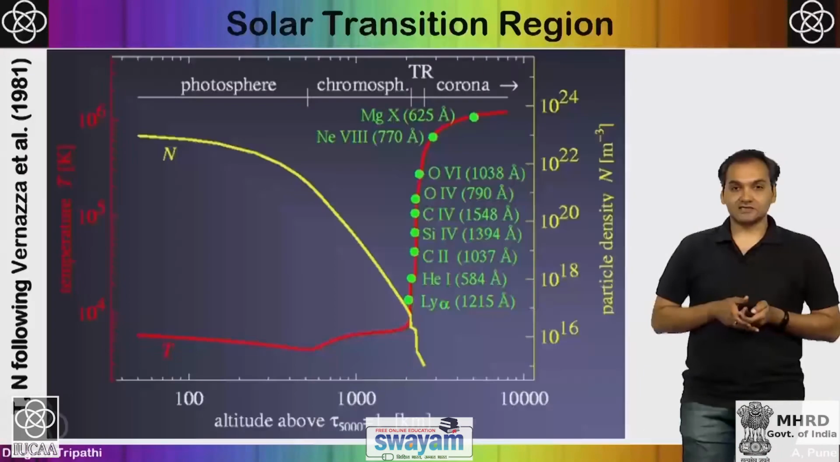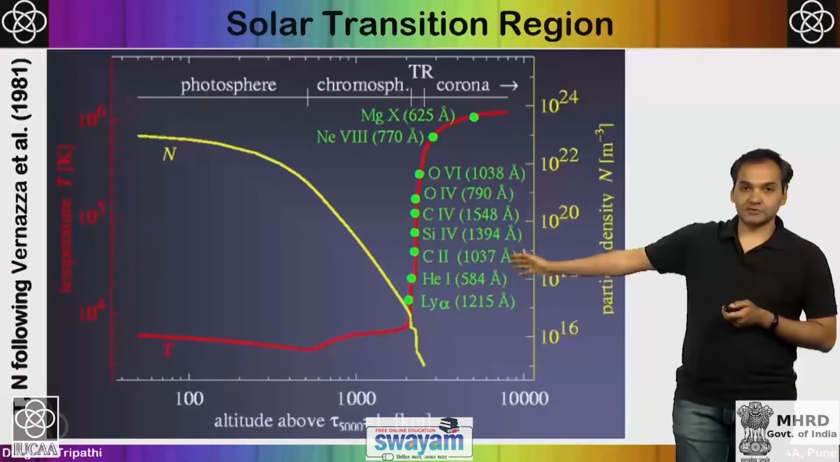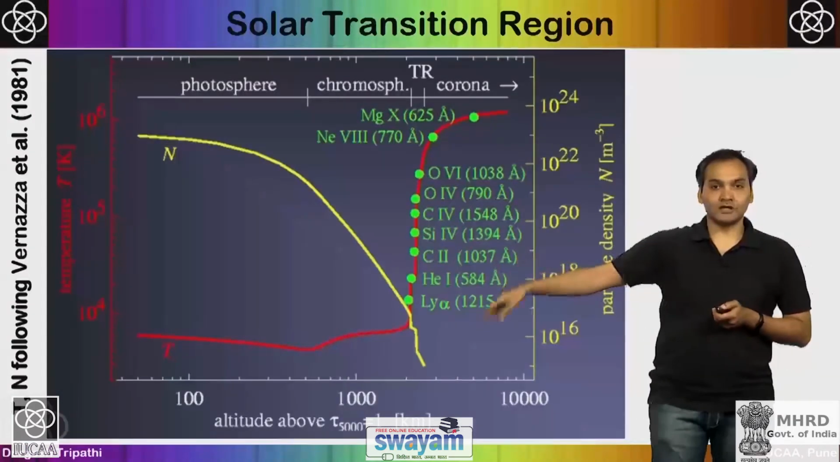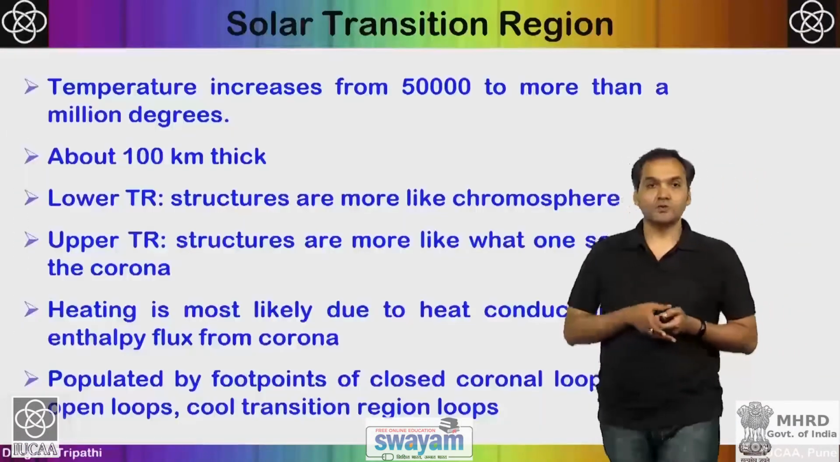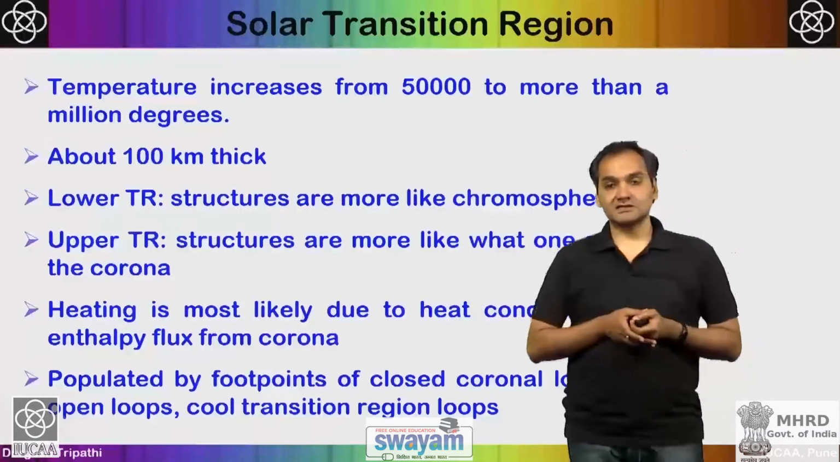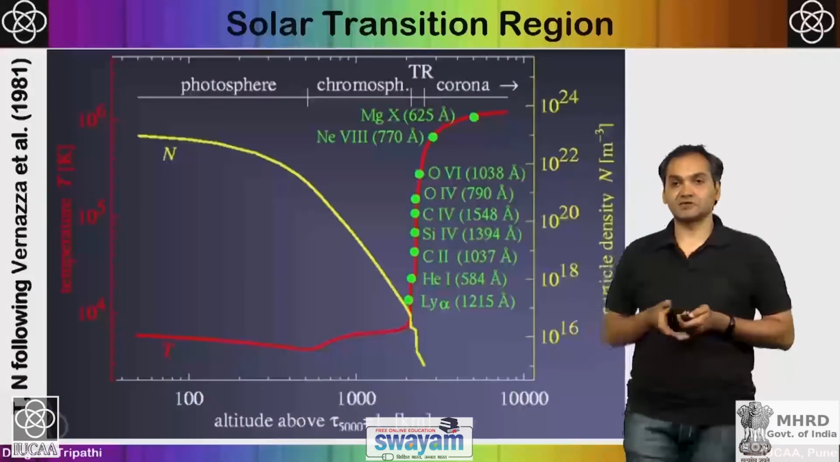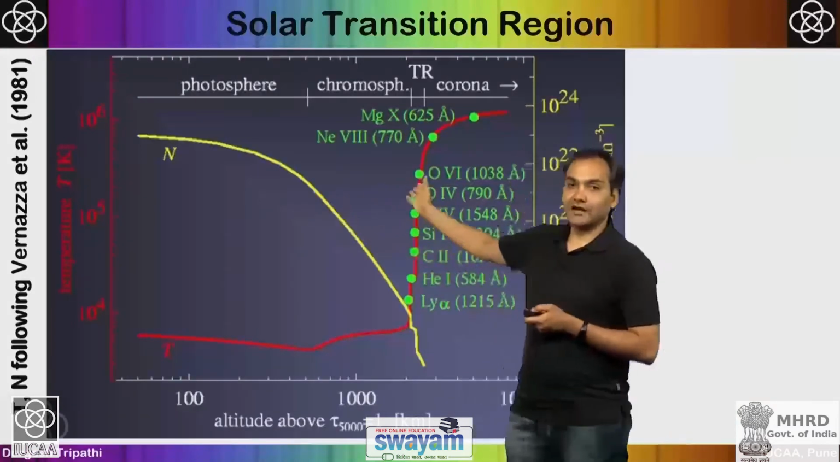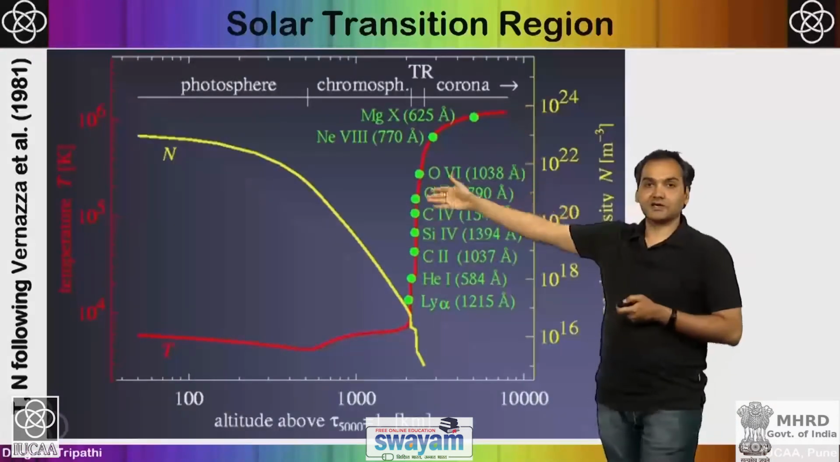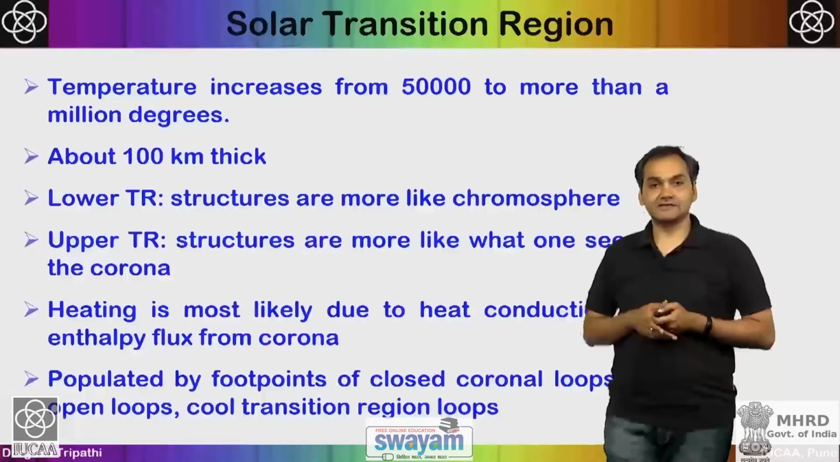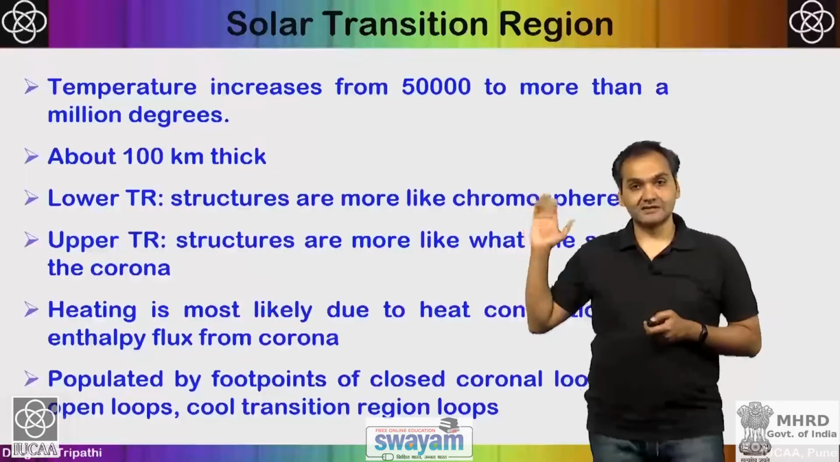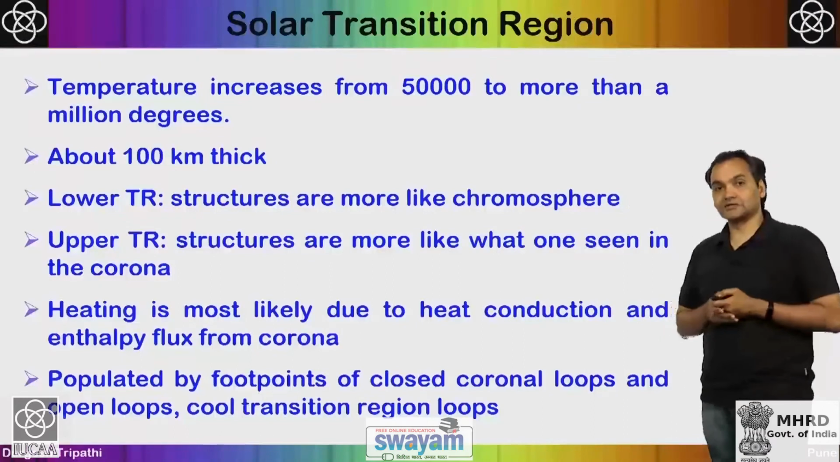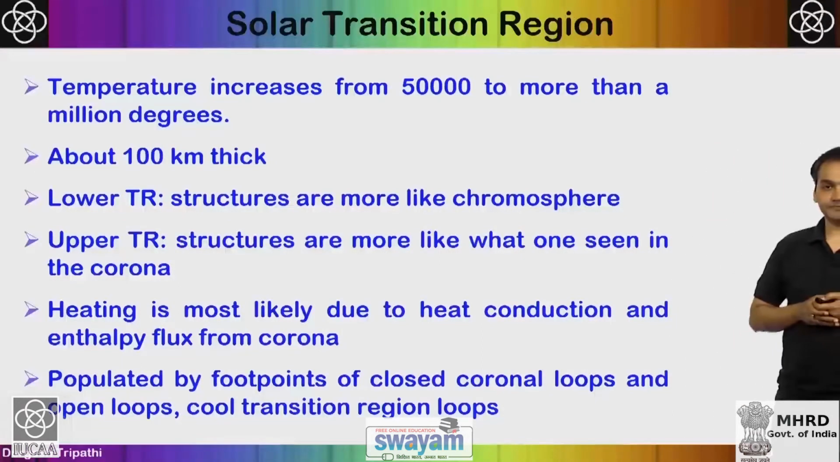If you image the transition region in the lower part of it, so if you take helium 1 or Lyman alpha or carbon 2, what you will see is that the structures will look more like chromosphere because they are closer to the chromosphere. But when you go higher up and image the corona around this region in those lines, the transition region in those lines will appear more like what you would see in the solar corona.